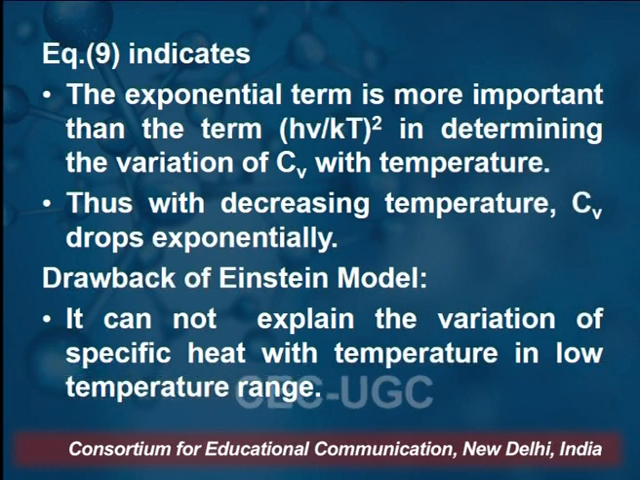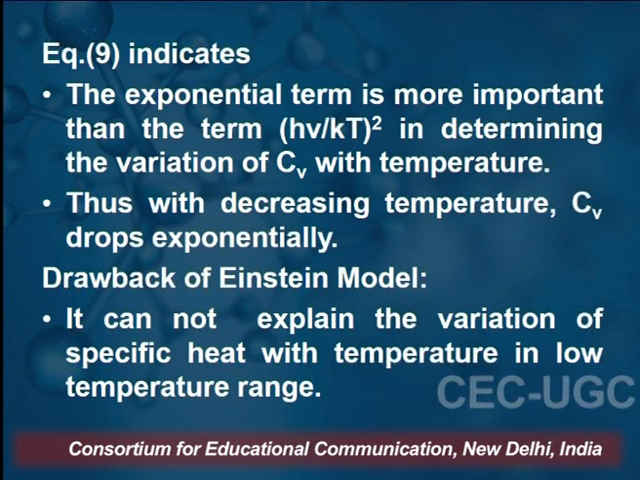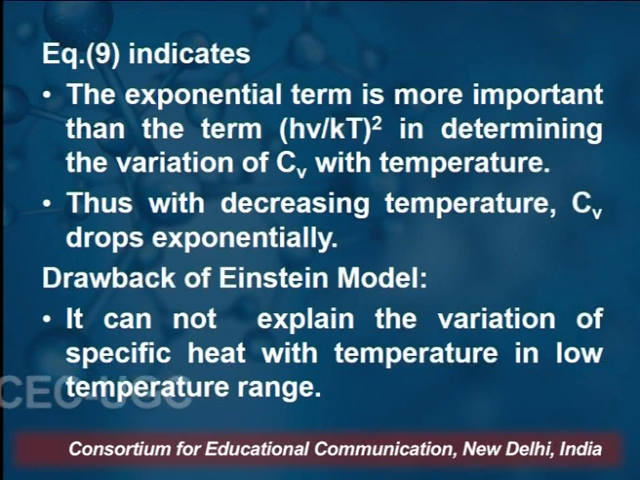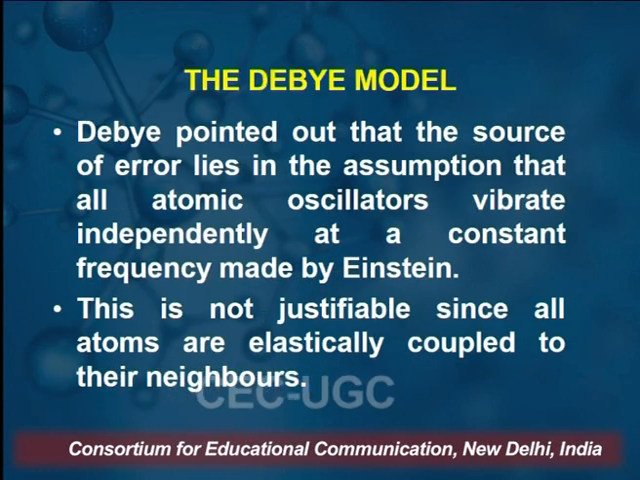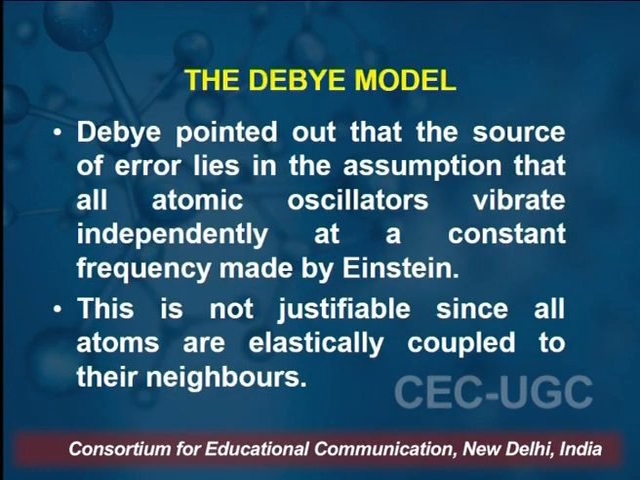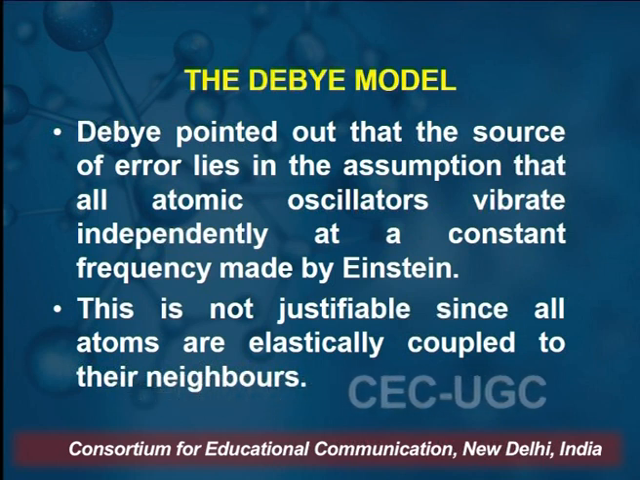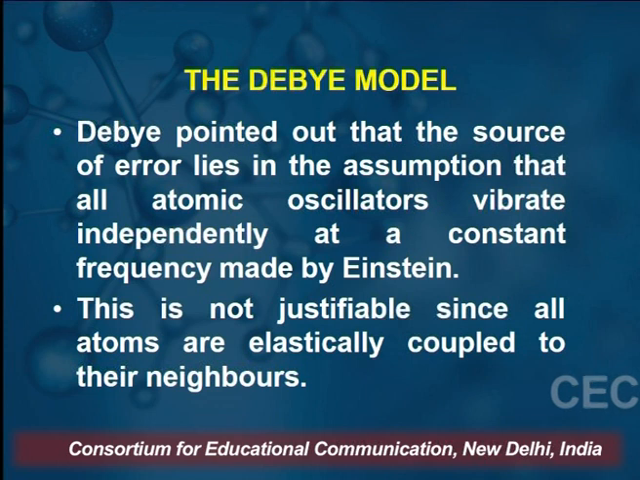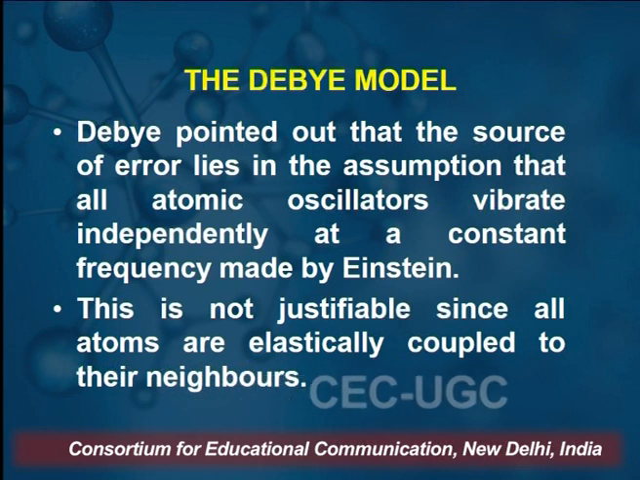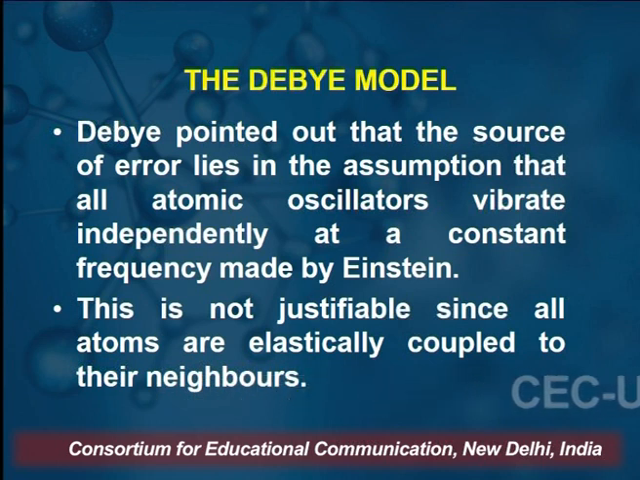The drawback of this model is that it could not explain the variation of specific heat with temperature in the low temperature range. So as a solution, Debye gave a model. Next came Debye's model. He pointed out that the source of error lies in the assumption that all the atomic oscillators are vibrating at a constant frequency.